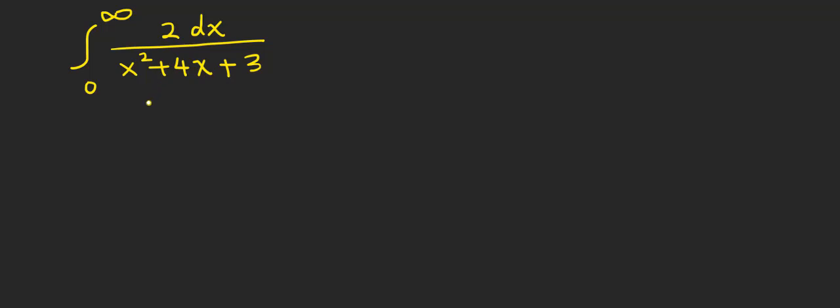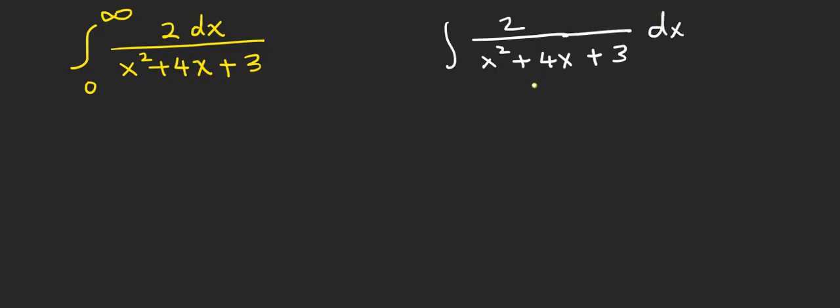In this video, we're going to talk about more complicated improper integrals. So let's try to evaluate this improper integral. In order to do this, we need to first take the antiderivative or integral of 2 over x squared plus 4x plus 3.